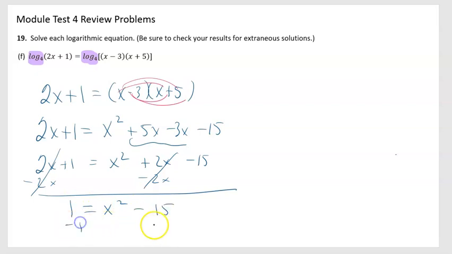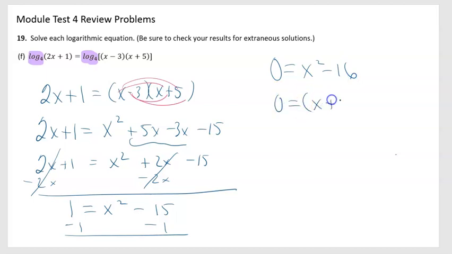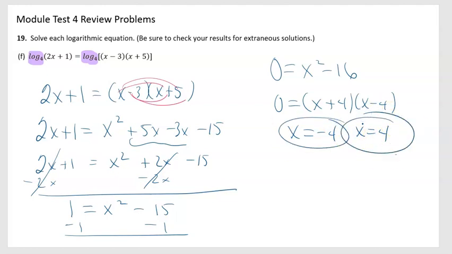Let's subtract 1 on both sides. And that gives me 0 equals x squared minus 16. Okay? Then this will factor. So you have 0 equals x plus 4 times x minus 4. You recognize that as a difference of squares, right? It gives me x is equal to negative 4 and x is equal to positive 4. I want to circle them and move on, but I can't, right? I need to check these.